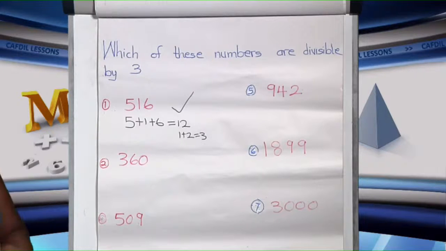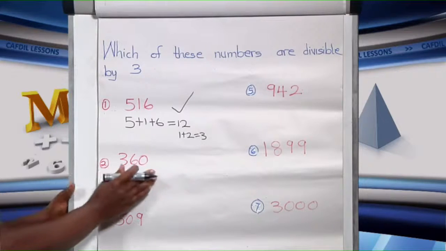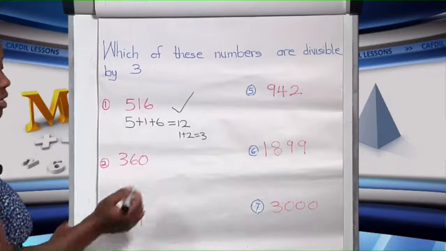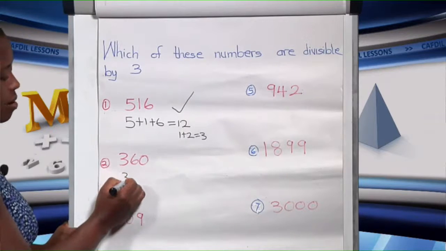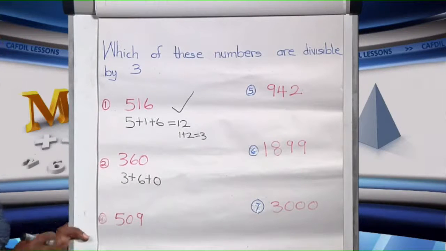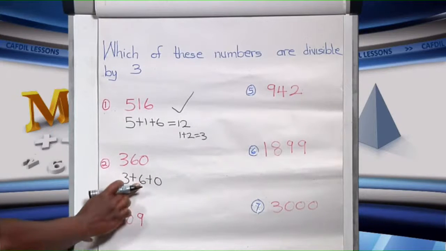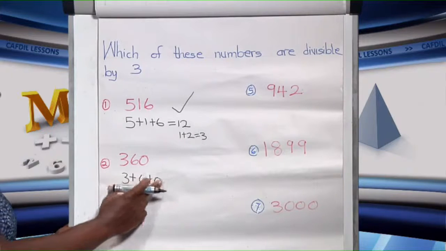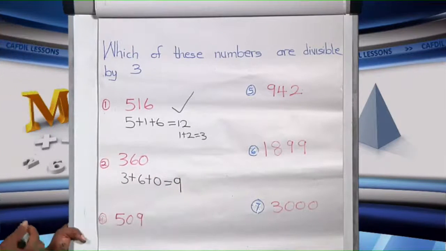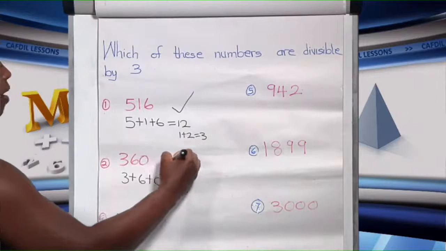Okay, let's do it together. What does the rule say? It says if the sum of the digits is divisible by 3, then that number is a multiple of 3. So let's add the digits and see. We have 3 plus 6 plus 0. 3 plus 6 will give us 9. 9 plus 0 is 9. Therefore, 360 is divisible by 3.